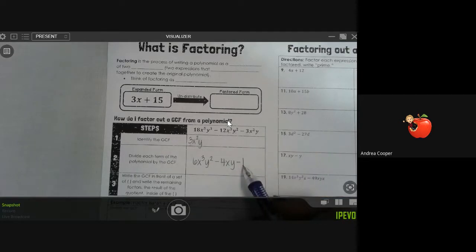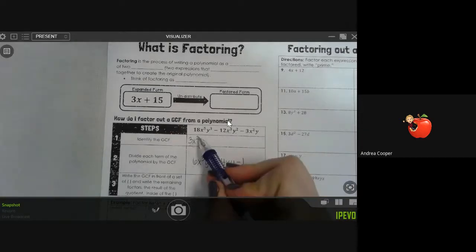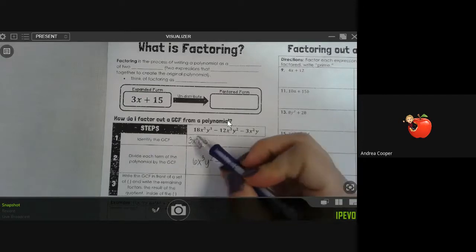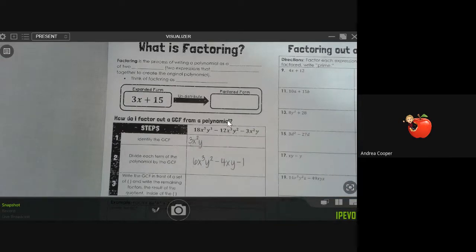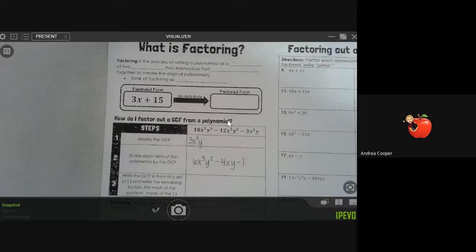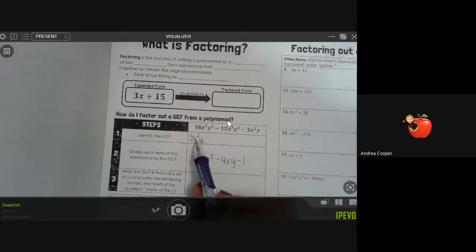Now x squared divided by x squared. Take your exponents and subtract them. 2 minus 2 is 0. Whenever you have an exponent of 0, you don't write it down, so we move on. y divided by y: 1 minus 1 is 0, so we don't write it down. So this is my GCF. This is what I get when I divide.